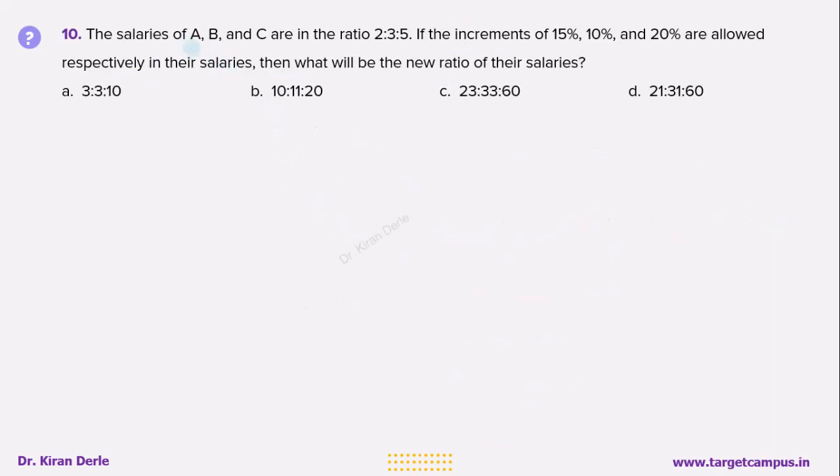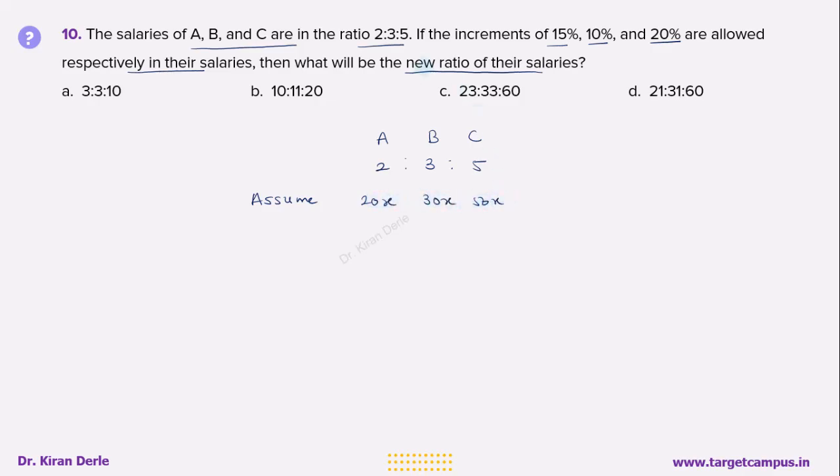The salaries of A, B, C are in the ratio 2:3:5. If increments of 15%, 10%, and 20% are allowed respectively in their salaries, then what will be the new ratio of their salaries? Fine. So the ABC ratio is given as 2:3:5, and then the increments are given. So you can assume the salaries as 2x, 3x, and 5x. But as you want to calculate percentage increase, you can also assume 20x, 30x, and 50x.